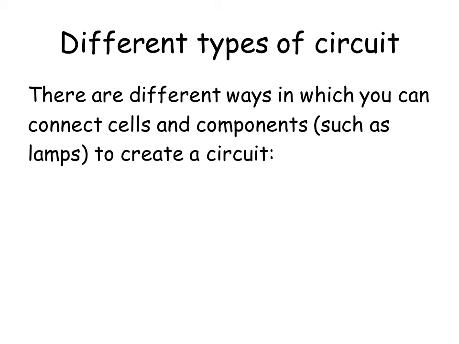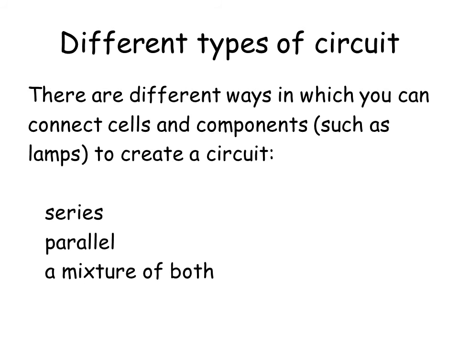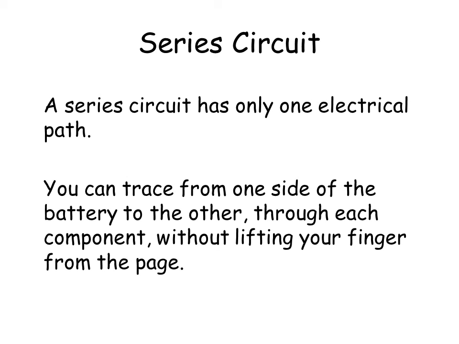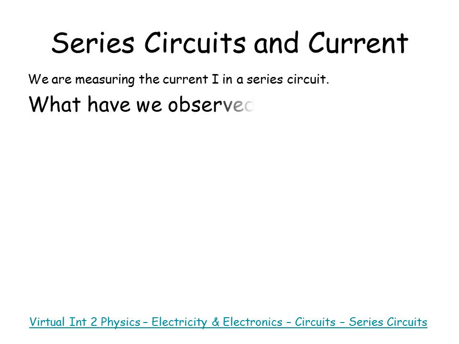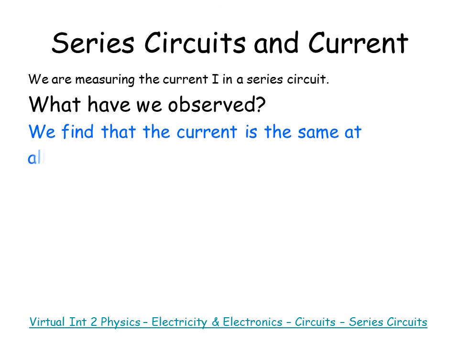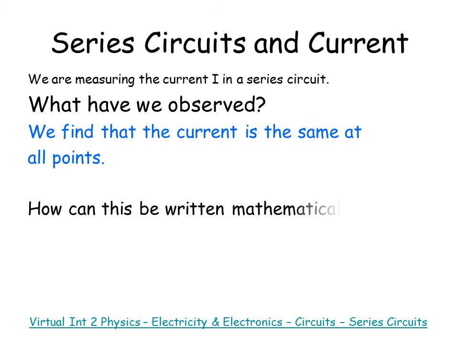There are many different types of circuits: series and parallel, basically two, or a mixture of both. A series circuit has only one electrical path in which all the components are connected one after another. When we measure the current in a series circuit, we observe that the current is the same at all points. Mathematically, it can be written as I1 = I2 = I3 = I4, because the current is the same.